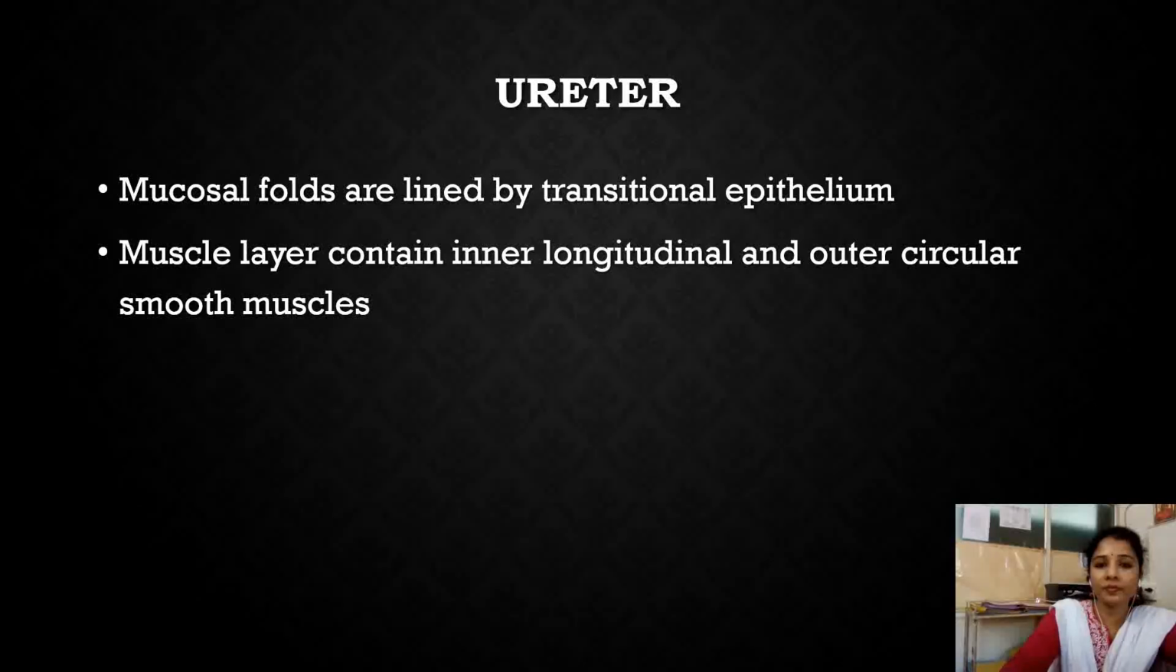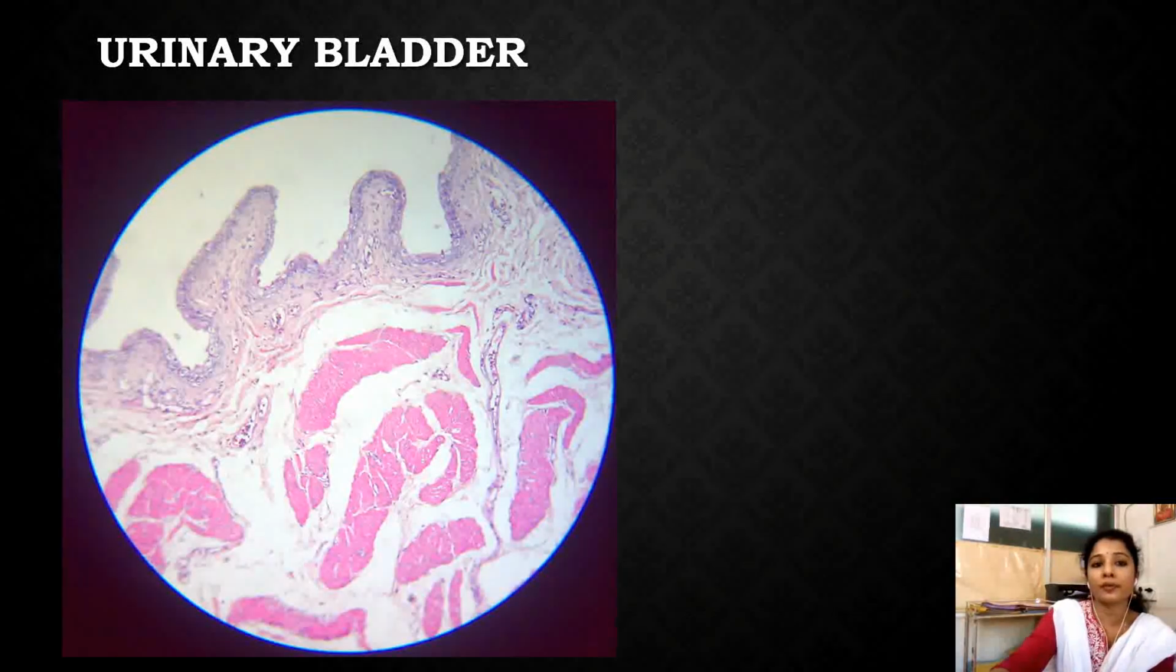So, ureter identification points: the mucosal folds which make the lumen star-like; it is lined by transitional epithelium; and the muscle layer is inner longitudinal, outer circular, with smooth muscle fibers present. Next is the urinary bladder.